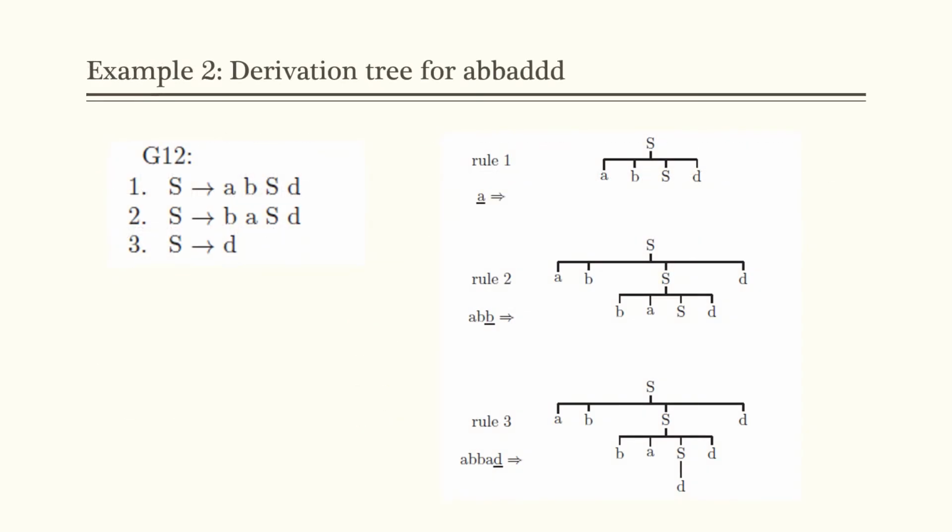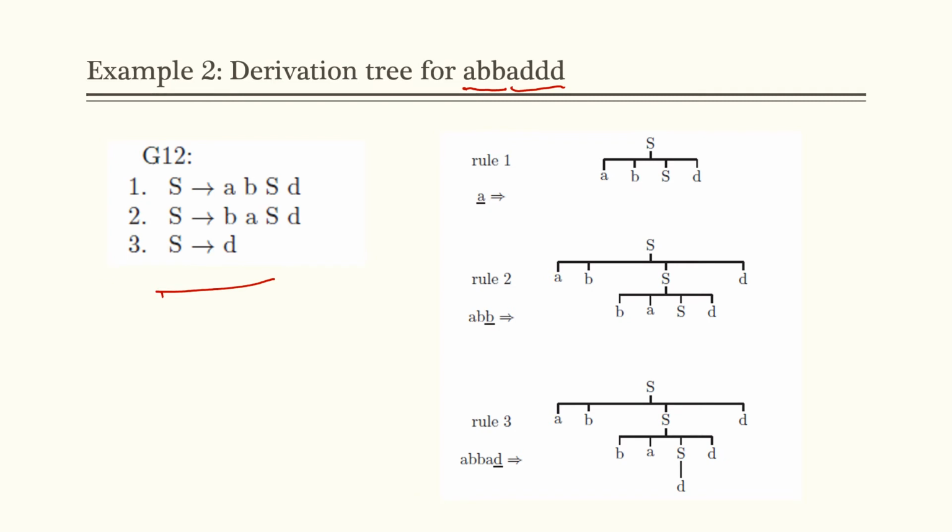Let's look at an example of how to derive a tree from the selection sets. For example, using this grammar G12, you want to derive ABBADDD. This is the string that you want to derive from G12. So how do you derive a derivation tree from these rules? The first symbol that you want to derive is A. We normally start with S for derivations. Look at the first rule, the second rule, and the third rule here. Which of the rules start with A? Because the first symbol that you want is A.